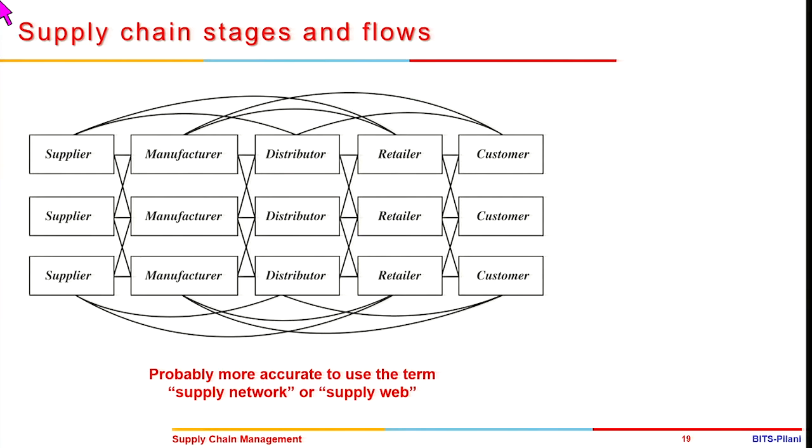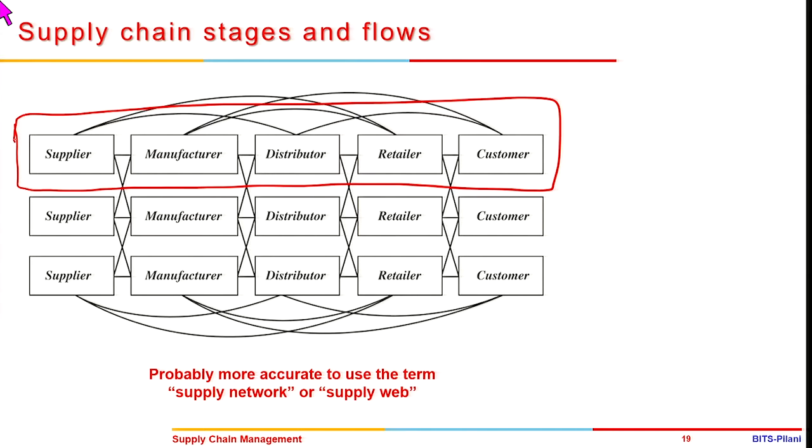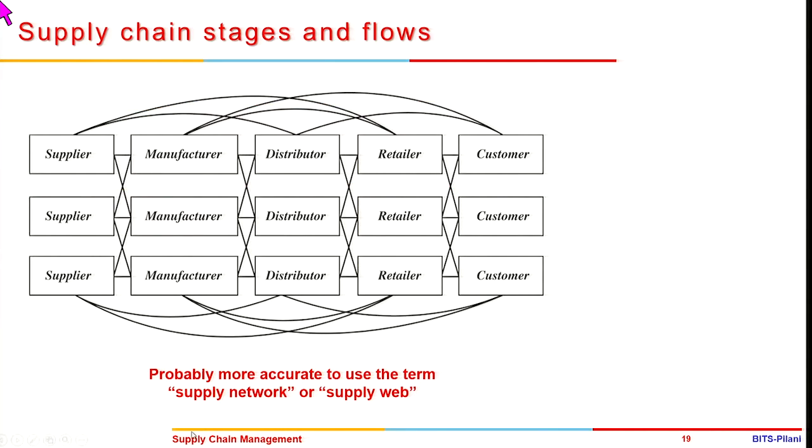Now let us look at the supply chain. Till now we have been looking at the supply chain as something like this: a supplier, manufacturer, distributor, retailer, and customer. In fact, supply chains are like webs. They are like networks. A supplier will be a supplier not only to one manufacturer, but could also be a supplier to many other manufacturers.